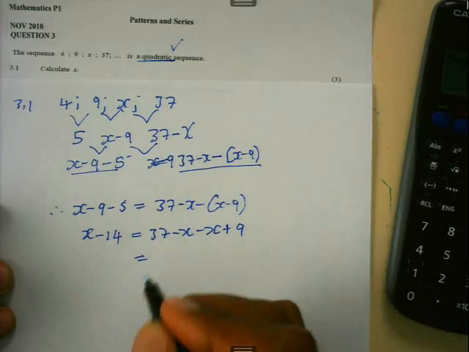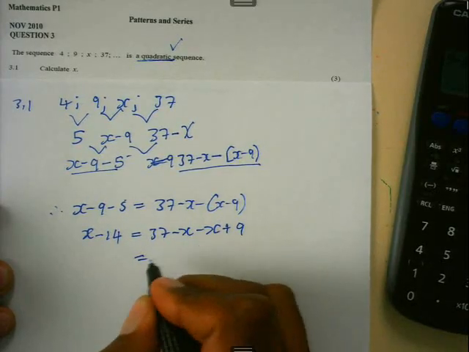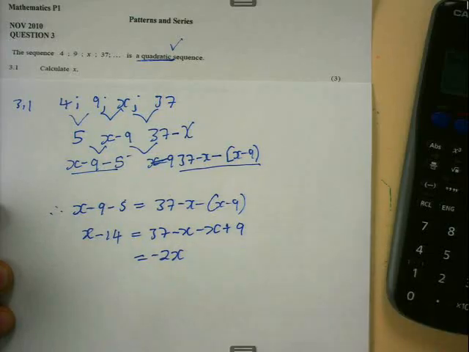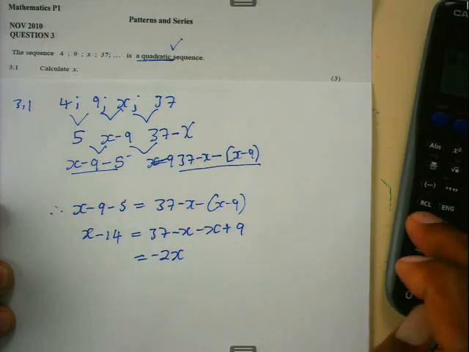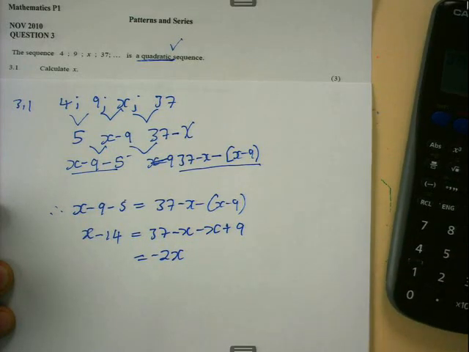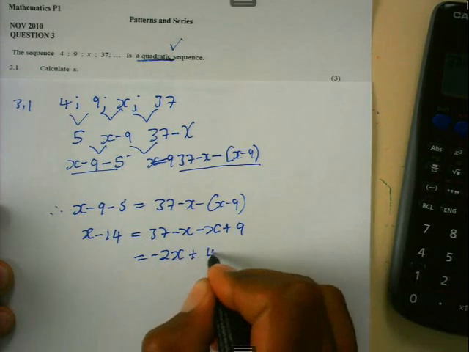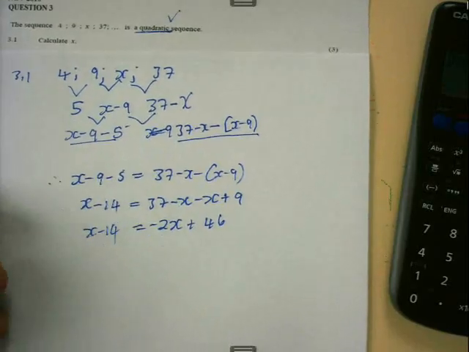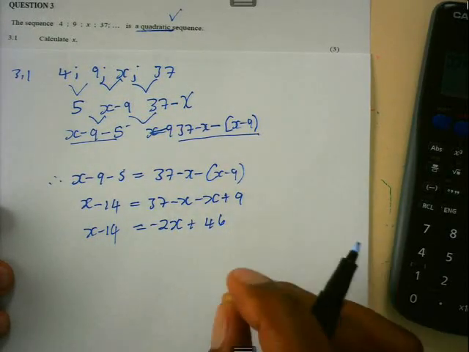Of course, now we collect like terms. Minus x, it's a minus 2x. 37 plus 9, of course, will be what? That is a positive 46. It's x minus 14. Then from here, we have the linear equation.